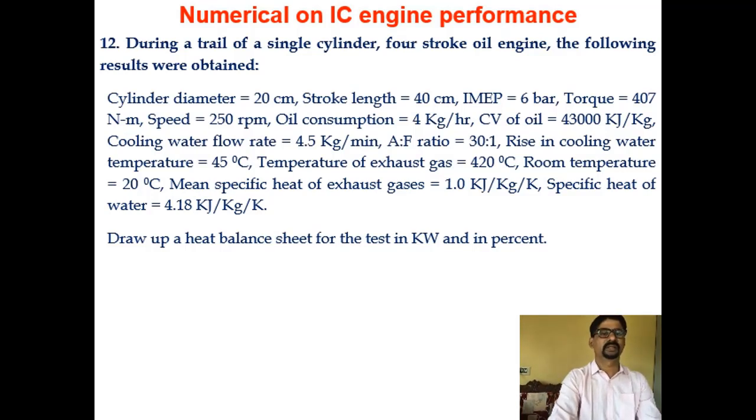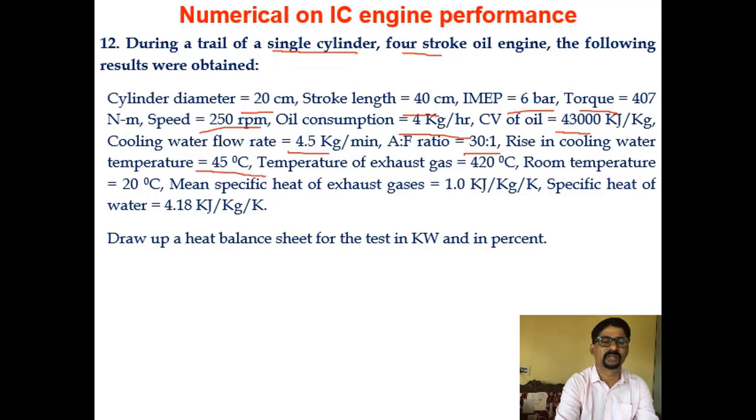So it is a single cylinder 4-stroke. Note this first. D is given 0.2, L is 0.4, PMI 6 bar, 6 × 10⁵ Pascal, T is 407, capital N is 250, MF is 4 kg per hour, CV is given 43,000 kJ per kg, MW is 4.5 kg per minute, be careful here, air fuel ratio is 30:1, T2 minus T1 is 45 degrees Celsius, exhaust gas temperature T is 420, room temperature is 20, CP is 1, CP water is 4.18, no problem.